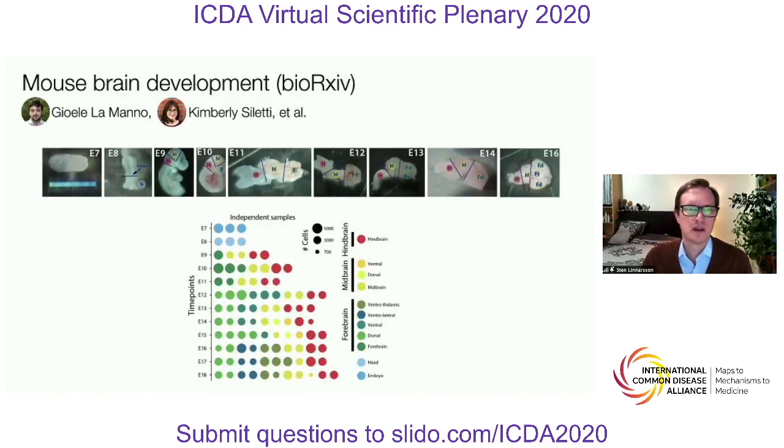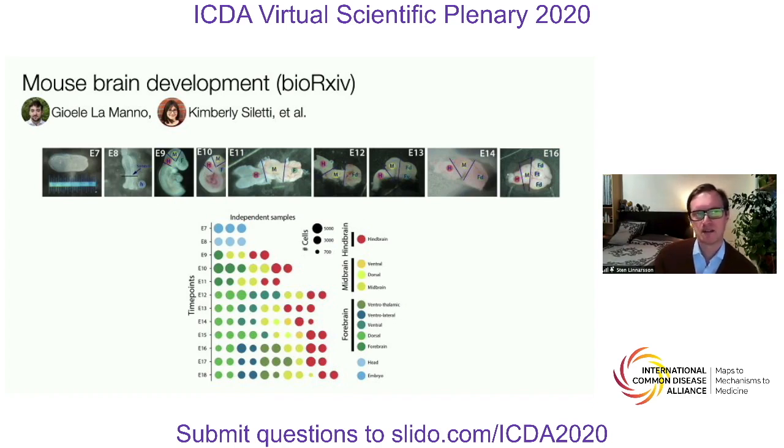Now, I want to switch to development, and this is work led by Joelle Lomano in my lab and Kimberly Siletti, also in my lab, where we wanted to see what is the origin of this organization. Clearly, development has a great influence on the adult composition of the nervous system, but how does it arise? And we again wanted to do a kind of a survey of the complete process.